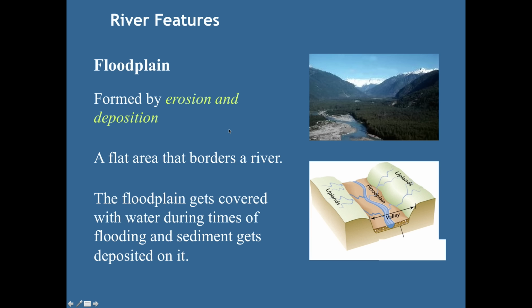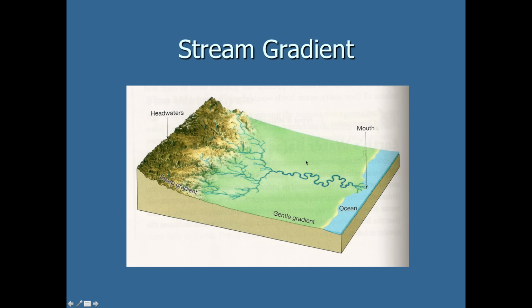A floodplain, which is called a wide valley in your textbook, is formed by both erosion and deposition, and it's a lot flatter. So here you can see a wide, flat floodplain. What happens is, during a flood, the floodplain will get covered with water and sediment gets deposited on it. And so it kind of smooths itself out every single time there's a flood. Floodplains tend to happen down here towards the mouth of the river.